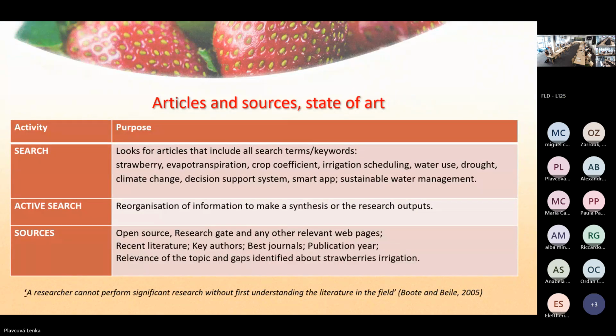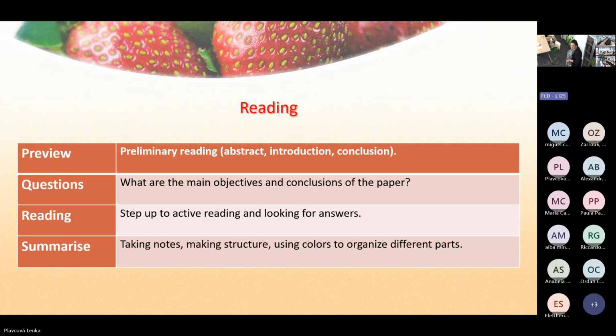So I did some activities to find papers with keywords that were needed, related to crop irrigation scheduling, evapotranspiration, water use, drought, climate change, smart decision support systems, and so on. And there was plenty of work that has been done, but also different results and some things that I couldn't understand. So I was trying to find the papers and think how to present the work.